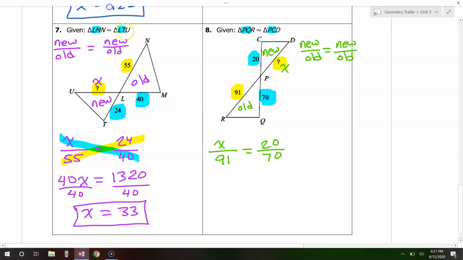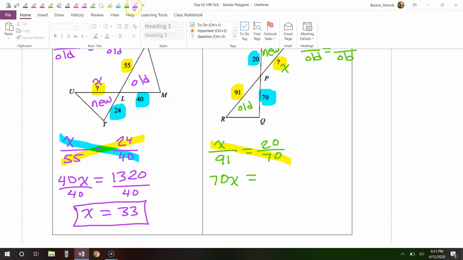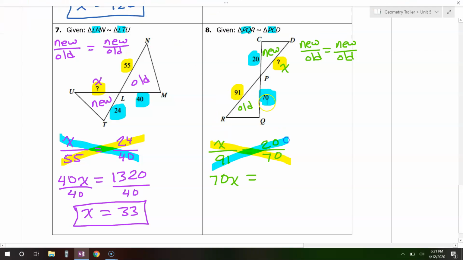Time to cross multiply. If we multiply along this diagonal, we get 70x. If we multiply along the other diagonal, so I'm reaching for my calculator and I'm typing in 91 times 20, and I'm getting 1,820. That just leaves me to divide both sides by 70. So divided by 70 in the calculator gives me 26.